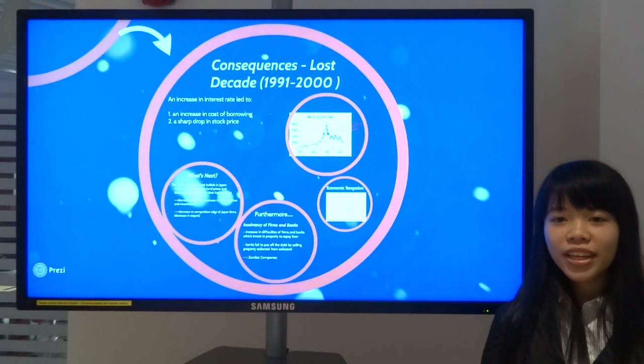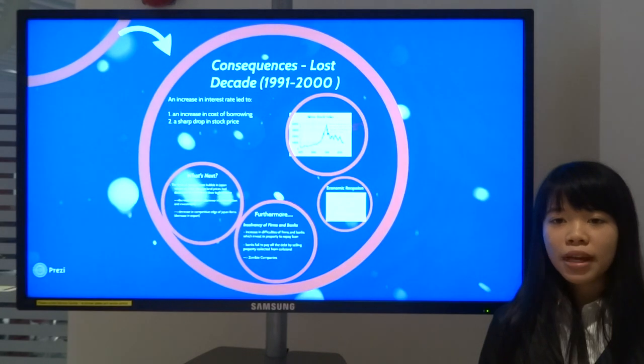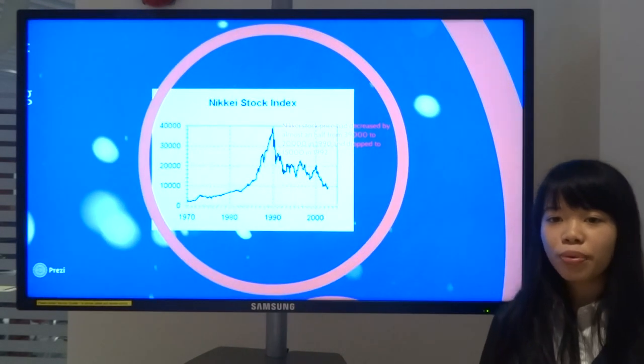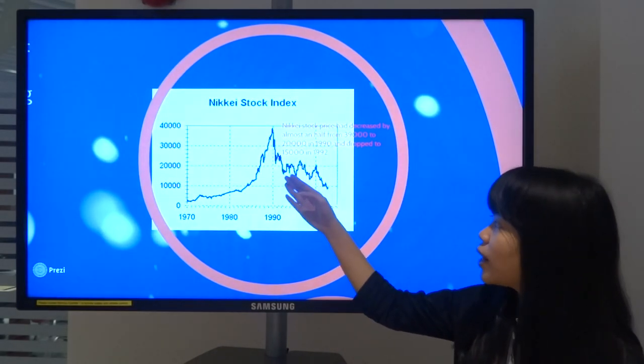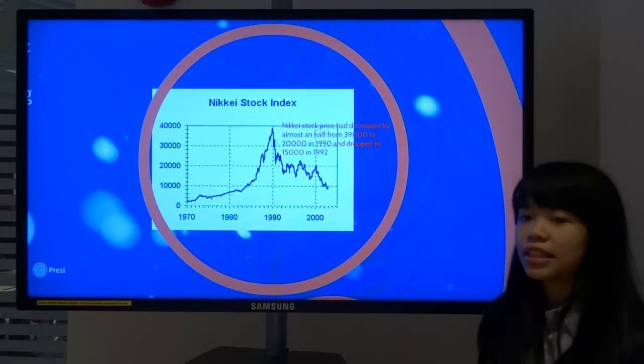The cost of borrowing increased because the contractionary monetary policy carried out by the Bank of Japan increased the interest rate. The Nikkei stock price decreased by almost half, from 39,000 to 20,000 in 1990, and dropped to around 15,000 in 1992.